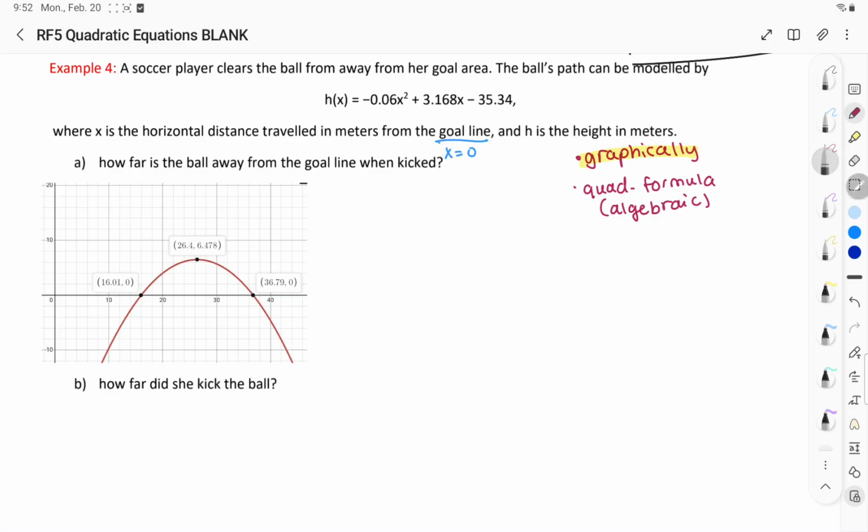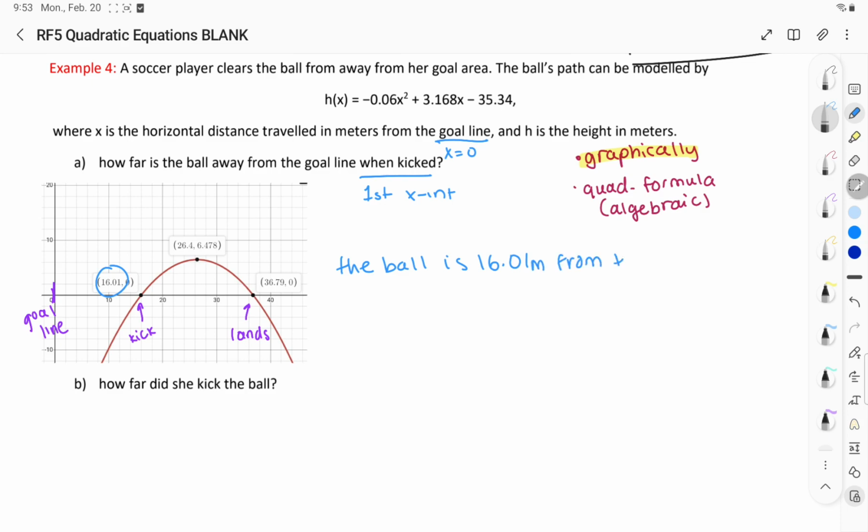All right, so I've taken a quick screenshot of our graph here. And so this is the goal line. This is where the kick happens. And this is where the ball lands. So when it's asking me how far away is the ball from the goal line when kicked, I'm looking for that first x-intercept. And so the answer here is 16.06. The ball is 16.06 meters from the goal line.